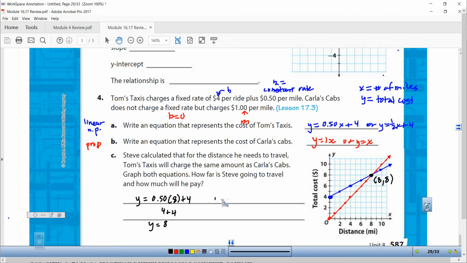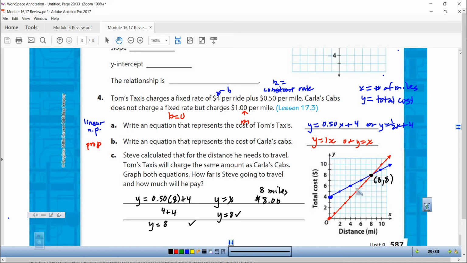And, of course, Carla's equation, y equals x. All right, so y equals 8. It works for that one. So how far is he going? He is going 8 miles. And how much will it cost? $8. All right, so whether or not he takes Tom or Carla's cabs, he's going to get the same result.